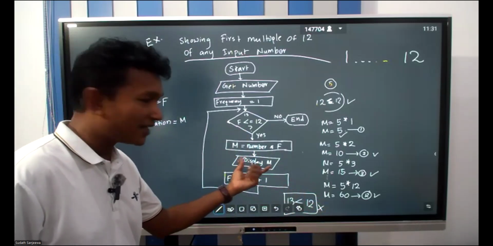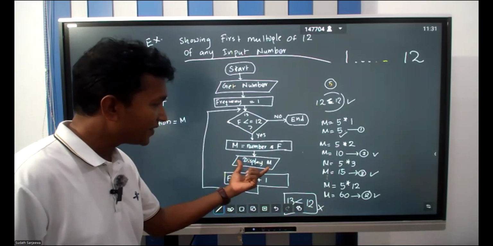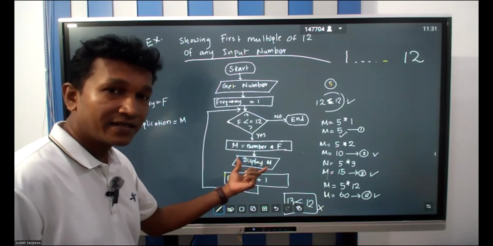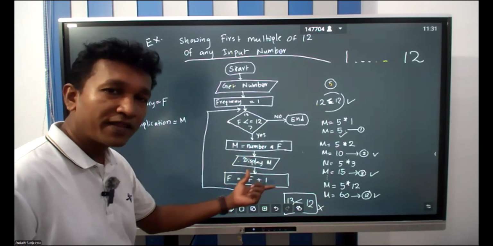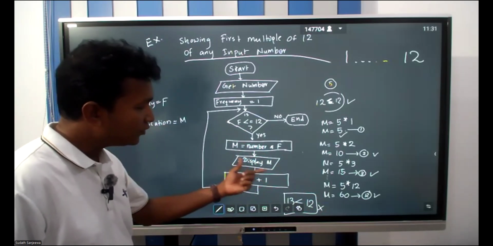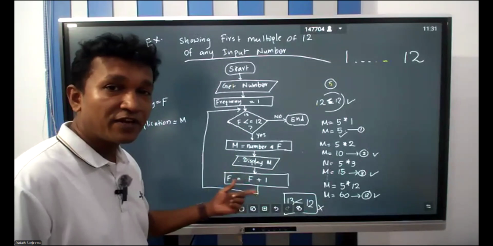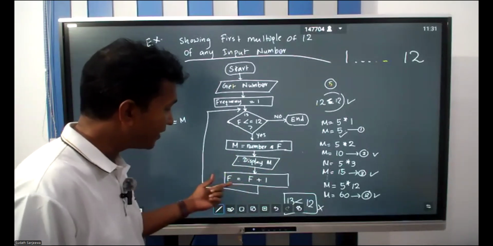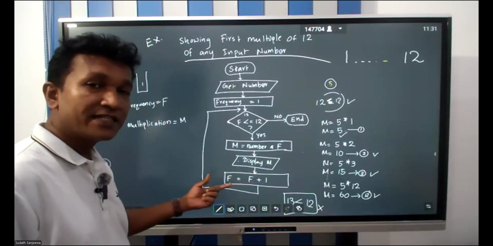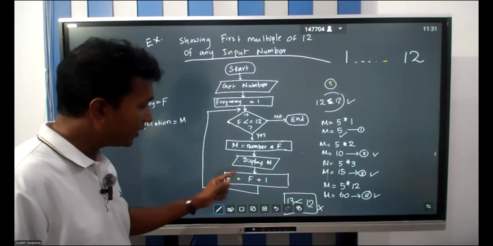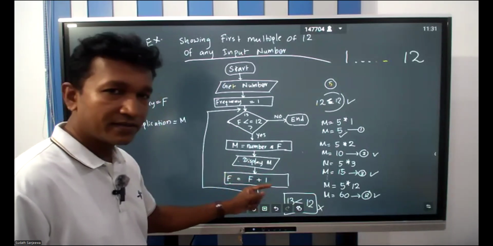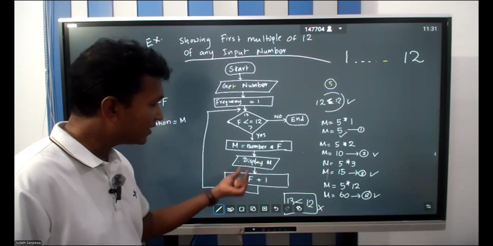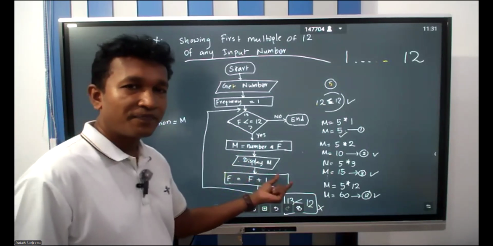After that, we display that value. Display this multiplication. m is multiplication, right? Then we have to go to another number. That means we need to increase frequency by 1. Therefore, here is how we increase the frequency by 1: f equals f plus 1, or frequency equals frequency plus 1.